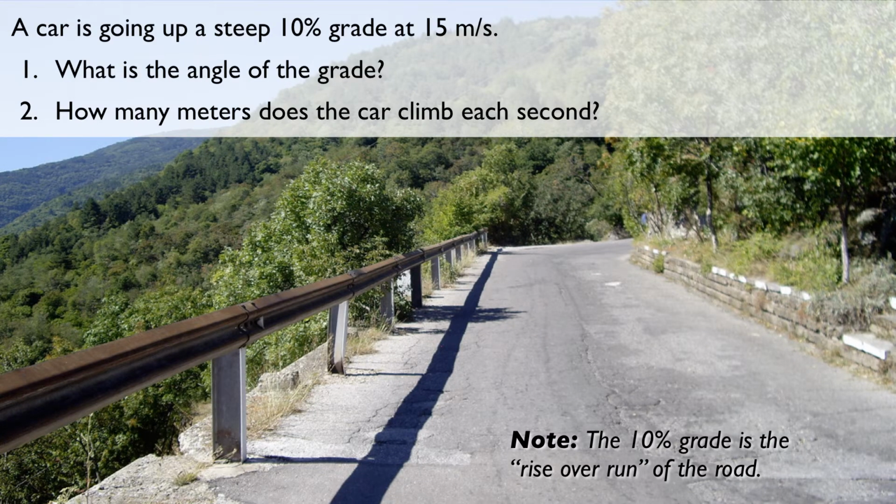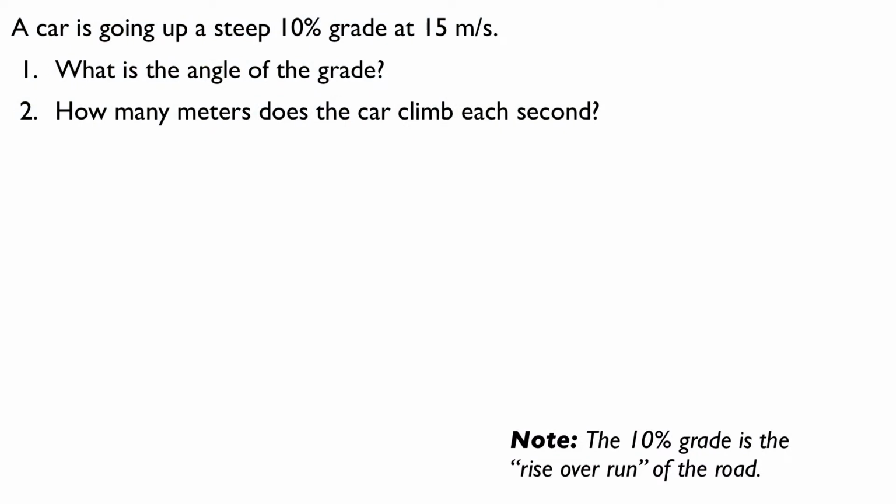And let's look at an example. Suppose we have a car going up a steep 10% grade at 15 meters per second. Two questions. What is the angle of the grade? And then how many meters does the car climb each second? Now quick strategizing. How many meters does the car climb each second? Well, that's just Vy. That's the meters per second of vertical motion. The angle of the grade is, I'm just looking for the angle theta.